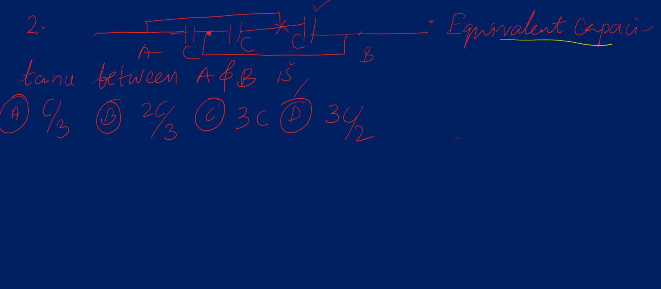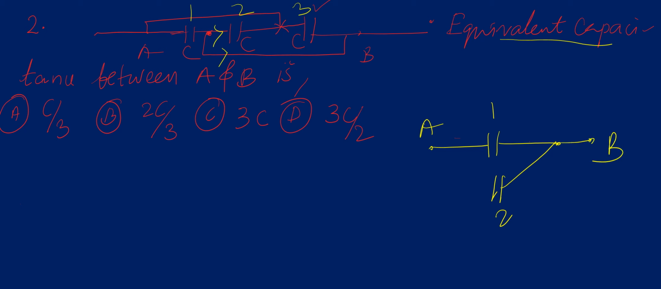Equivalent capacitance between A and B. Here in this network, three capacitors are there. From A, one capacitor is connected. The end of the first one is connected to the second one and also to B. And from B, there is a third capacitor. The end of the third one is connected to A.